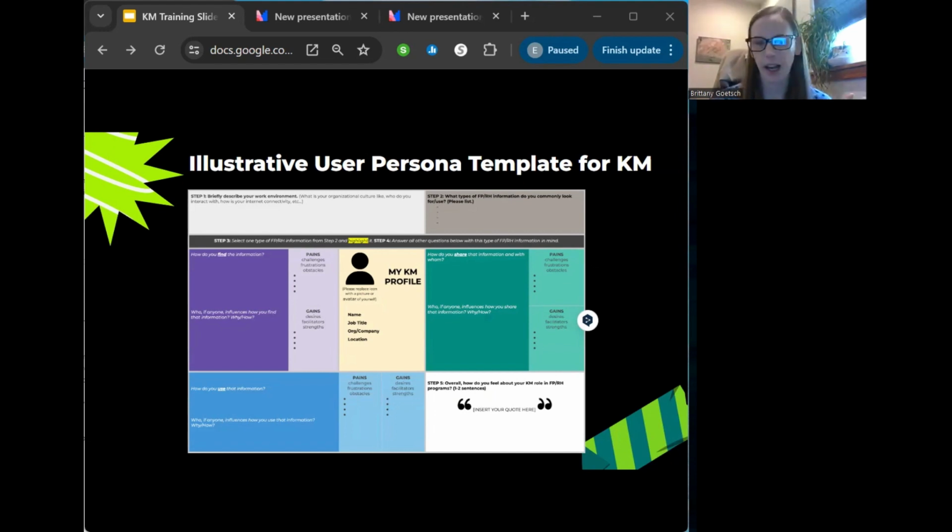On the left-hand side, you have finding that information. And then on the right-hand side, you have sharing that information. So on the left, you're looking at how do you go about finding that information. On the right, you're looking at sharing that information. And then below, you're looking at using that information. And then at the bottom right, you're looking at overall how you feel about your KM role in FPRH programming. So next slide.